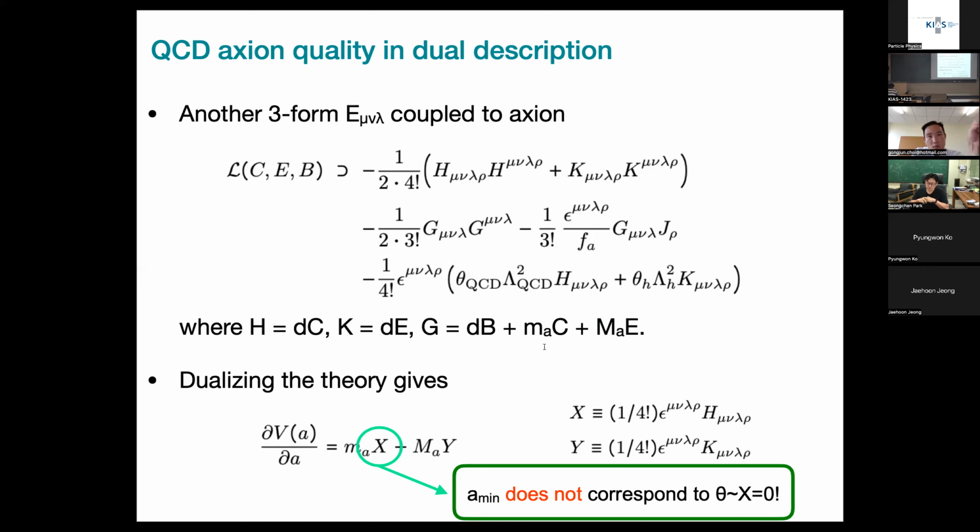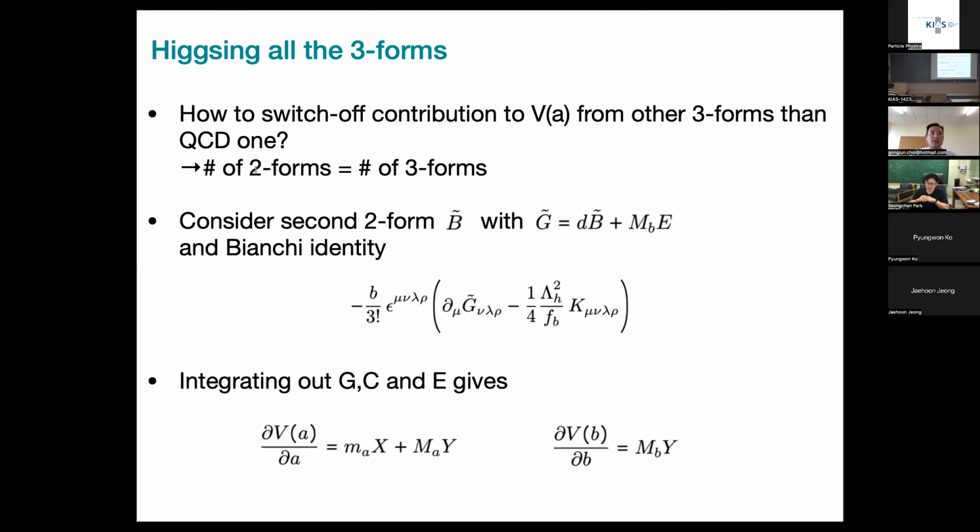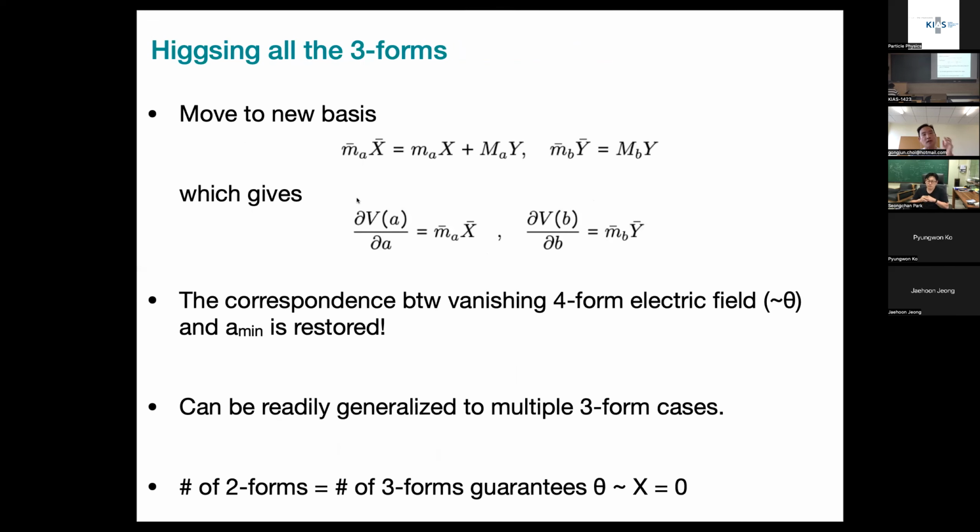However, if I introduce one more two-form, coupled to E and C, that's absolutely fine. Then I have two two-forms and two three-forms. What I'm saying is, as long as you guarantee this number of two-forms and three-forms, one can go through the computation in detail and you will find it's always possible that the axion potential derivative is contributed only by the QCD Chern-Simons three-form. Therefore, you restore the one-to-one correspondence between the axion potential and the QCD Chern-Simons field strength. Then you can guarantee vanishing theta. Is it true that you allow all possible combinations of two-forms and three-forms, and you still get the same conclusion? That's right.